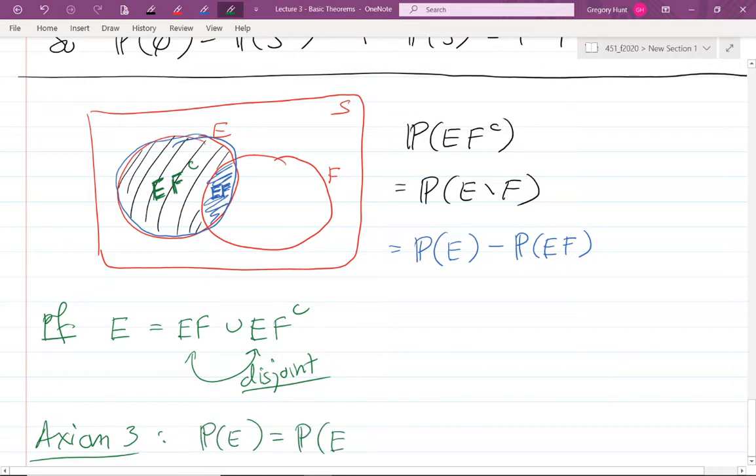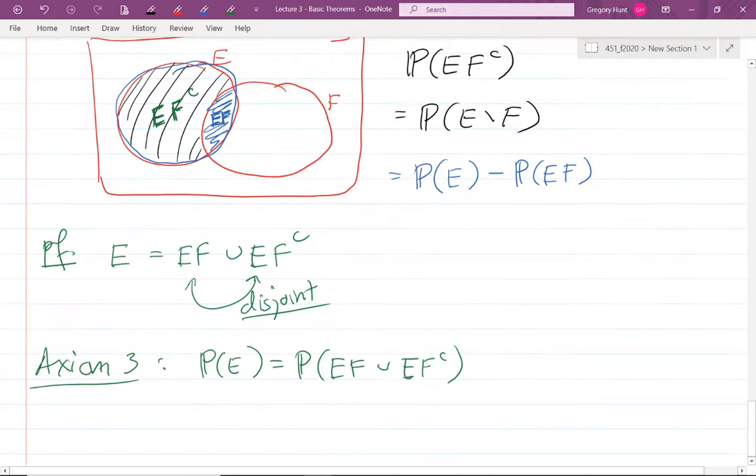thing as the probability of EF union EF complement. And now I have a disjoint union. Axiom 3 says I can distribute my probability over. Change the union to a plus. And I get that.